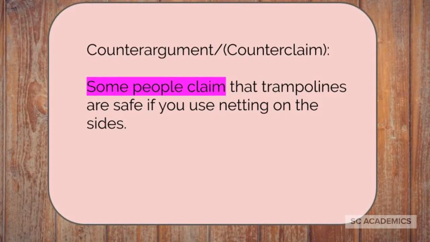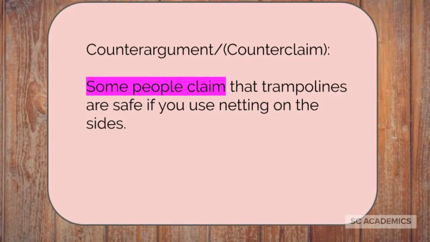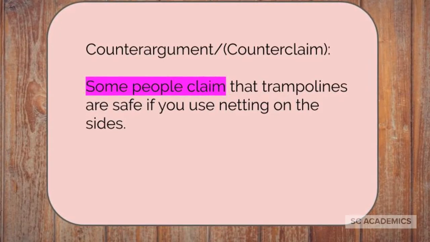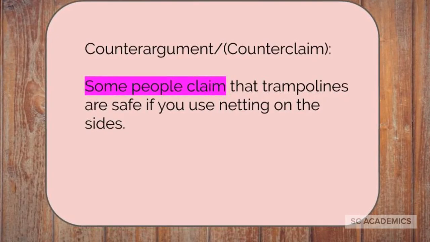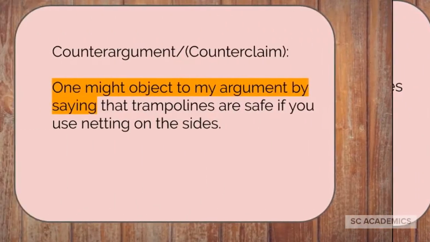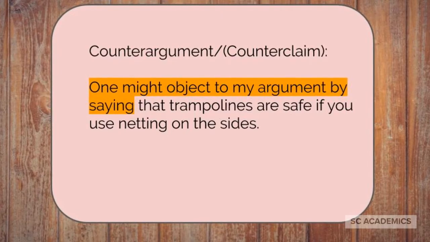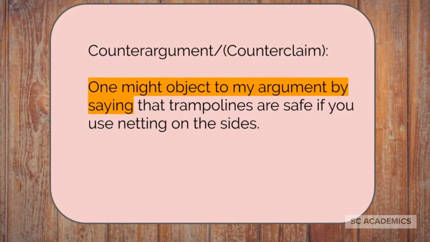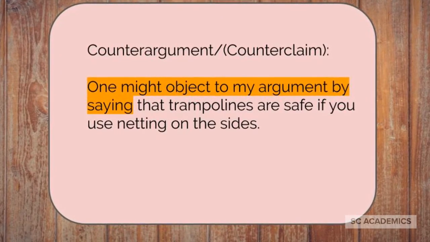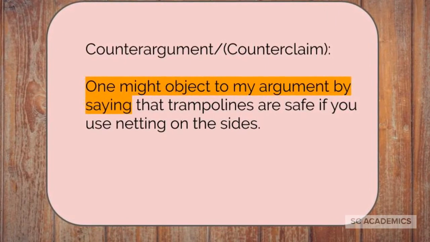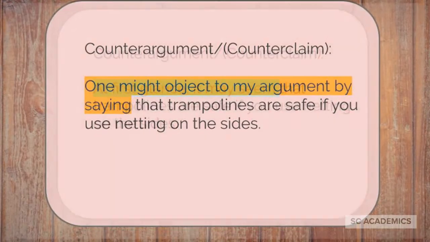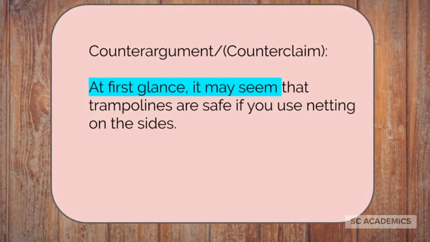Look at the highlighted section in purple. It says that some people claim that trampolines are safe if you use netting on the sides. You're highlighting something that the other side is going to say, that if you put nets up, trampolines are going to be safer to use. Here we're doing the same thing. We're highlighting the other side's argument with the text in orange. In this example, we say, one might object to my argument by saying that trampolines are safe if you use netting on the sides.